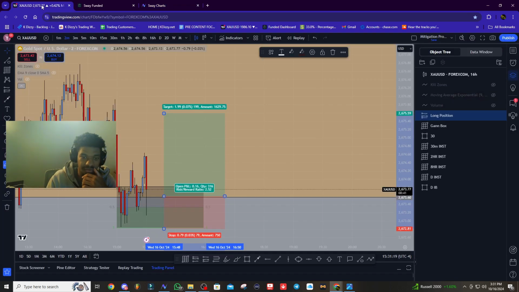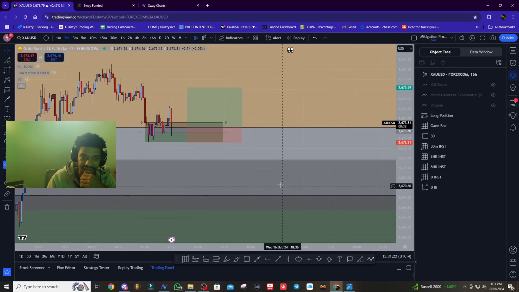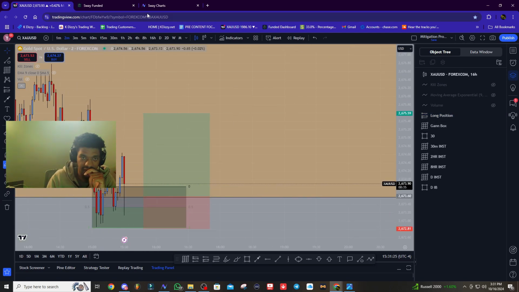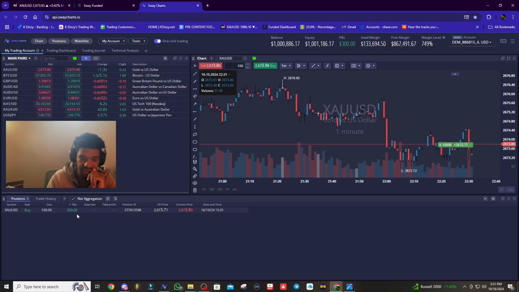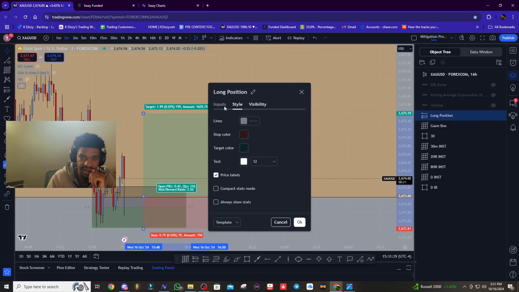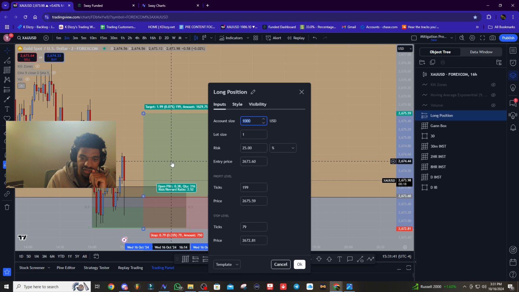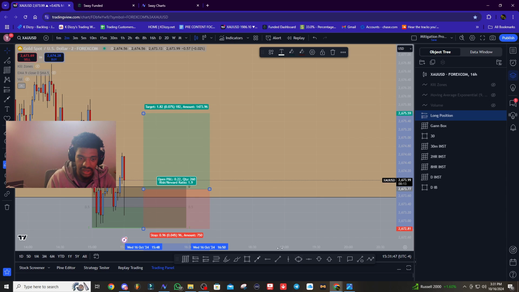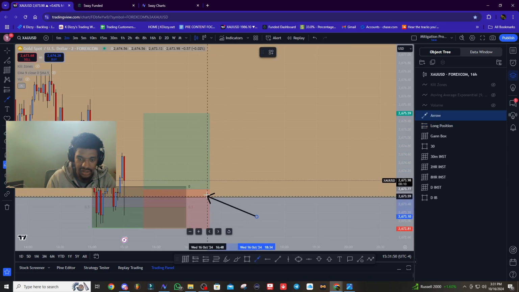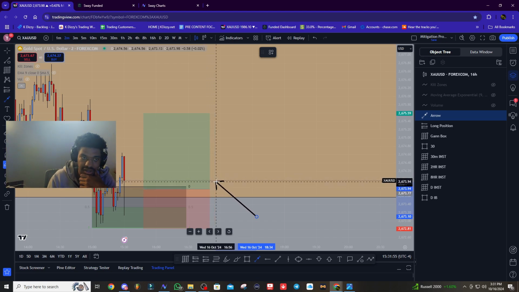So we are in now, and what I do every single time is I look at my entry, and I'm up 800 right now. I look at my entry fill price, 2673.77. I double click this short or long position tool, 2673.77. Press OK, and now that is my exact entry right there. That is my exact entry, and anything above that line, this middle right here, I'm in profit.